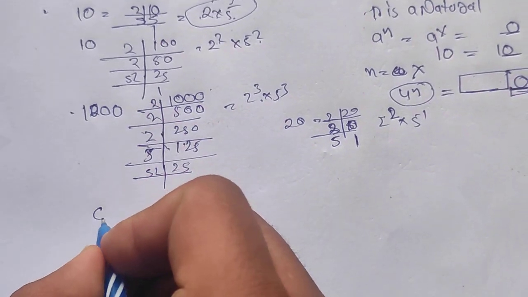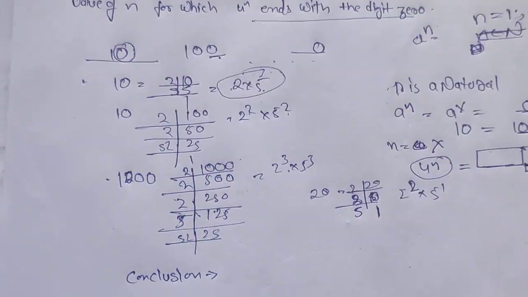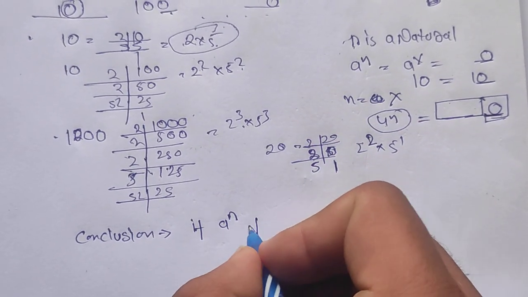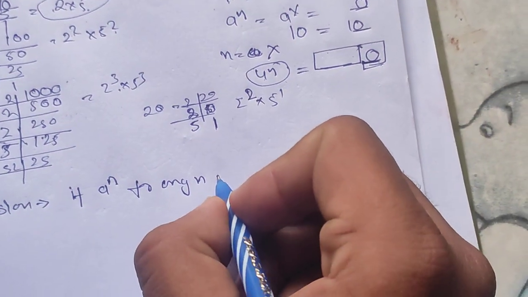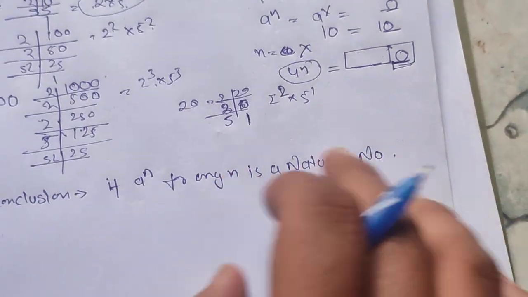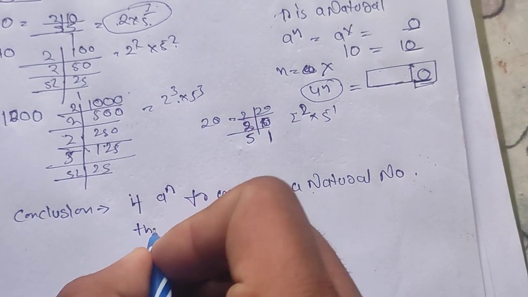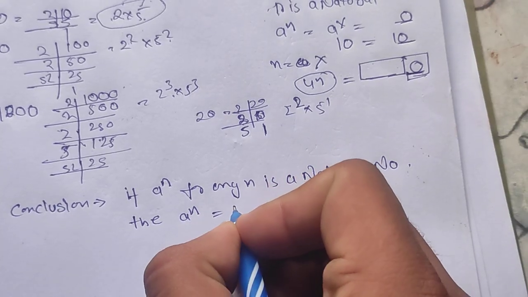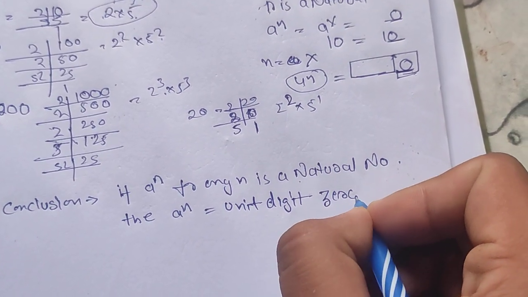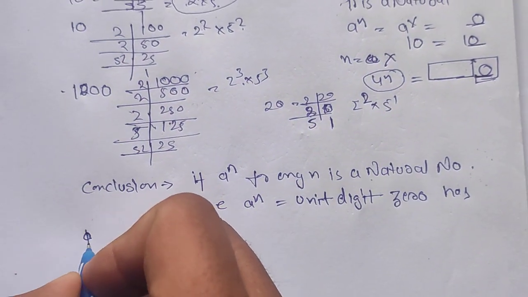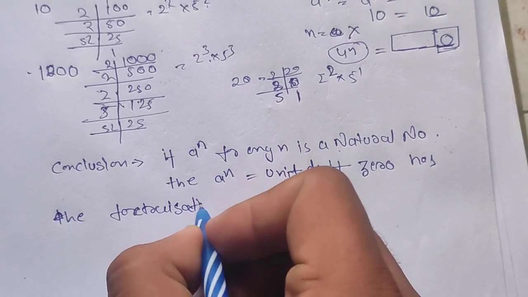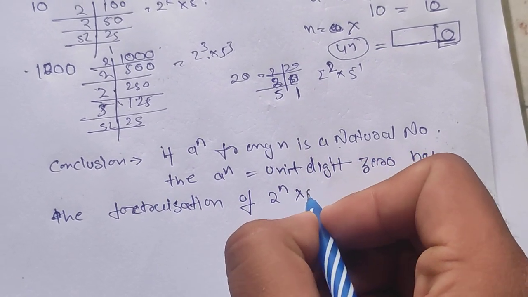So what is the conclusion? My conclusion for the overall scenario is: if a to the power n, for any n a natural number, has unit place 0 or unit digit 0, then it has the factorization of 2 to the power n into 5 to the power n.